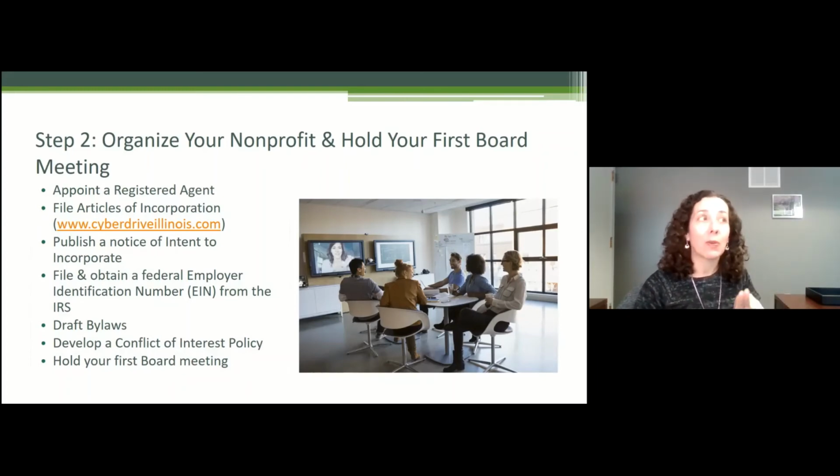Next, you'll be filing your articles of incorporation. So this is a set of formal documents filed with the Illinois Secretary of State to legally document the creation or the incorporation of your nonprofit corporation. You can file this online, and you're going to need to use a credit card to pay the filing fee, which is $50. If you need to do it fast, expedited, the fee goes up to $75.